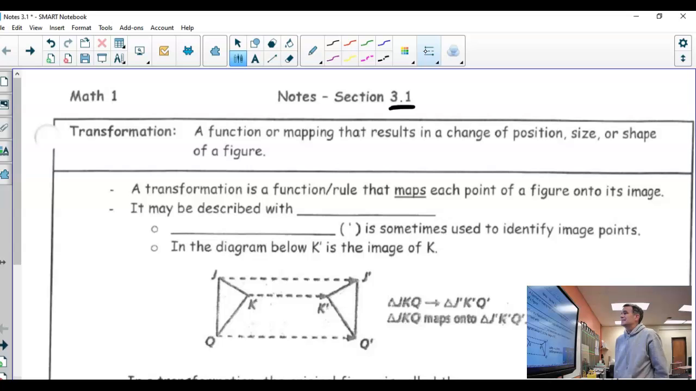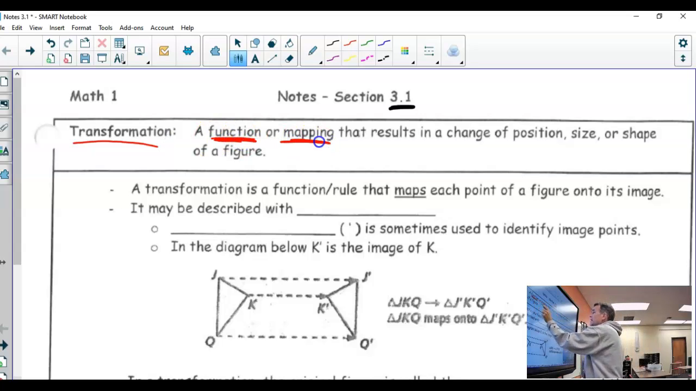So, a transformation. What is a transformation? It is a function, actually, or sometimes called a mapping, and it results in the change for a point or a figure. It might change the position on a graph. It might change the size. It might change the shape, right? All these things can happen with different types of transformations.